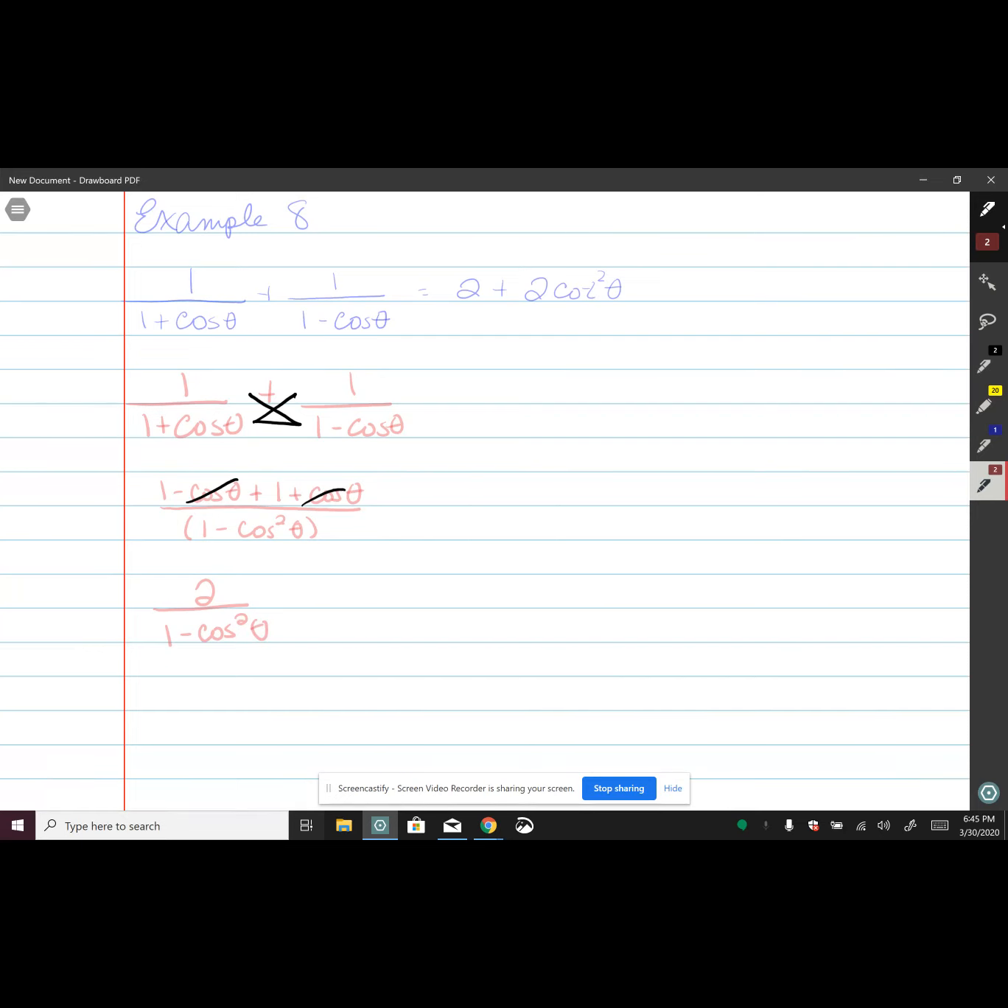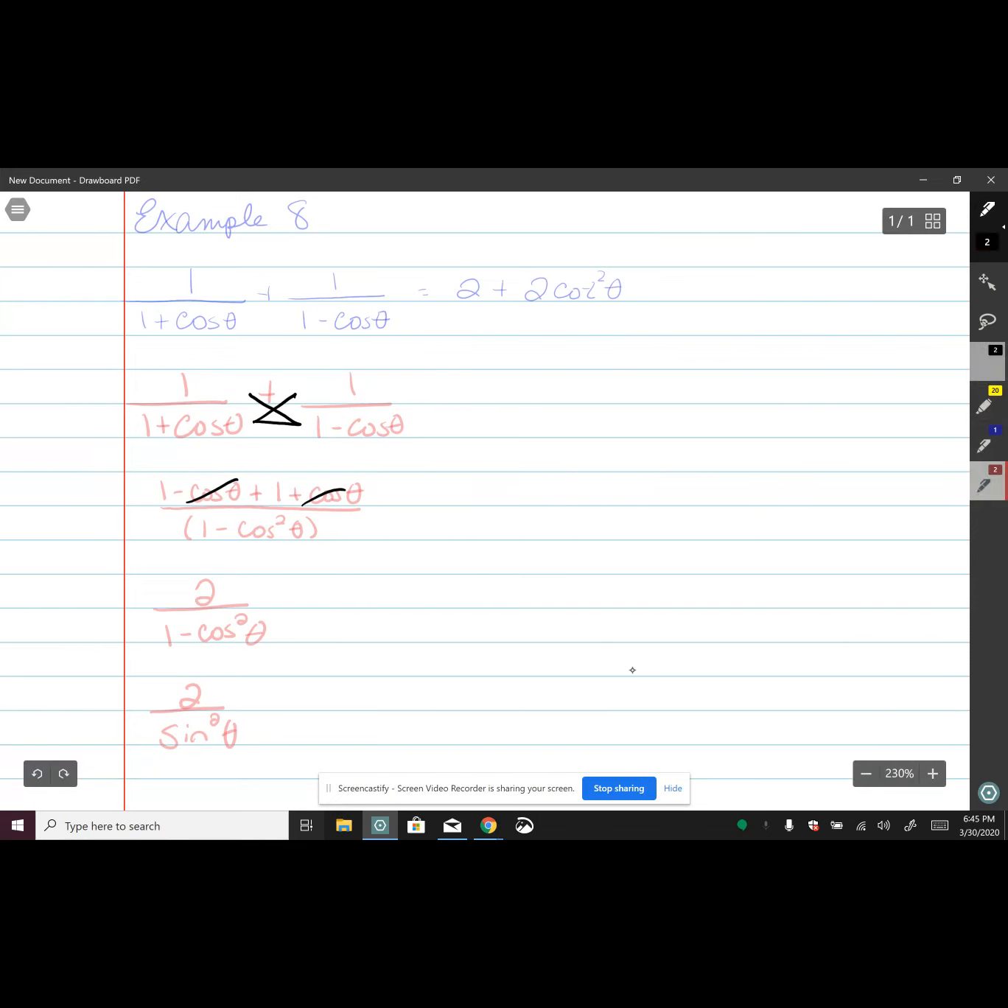Okay. Still not looking like our right-hand side. So we can try to see what else we can do with this. Well, what is 1 minus cosine squared theta? Well, 1 minus cosine squared theta is sine squared theta. So that's kind of where we're sitting at right now. Not much more I can do with this.